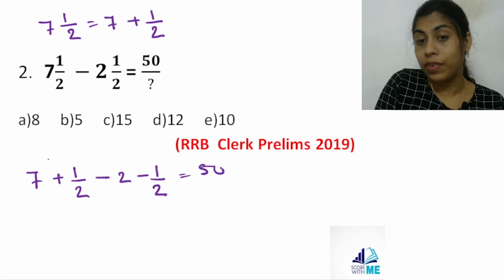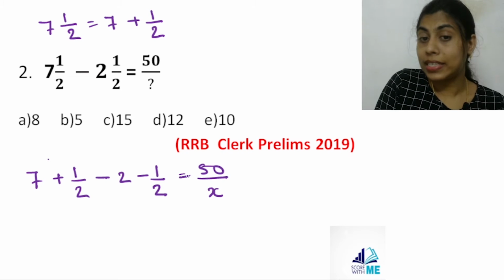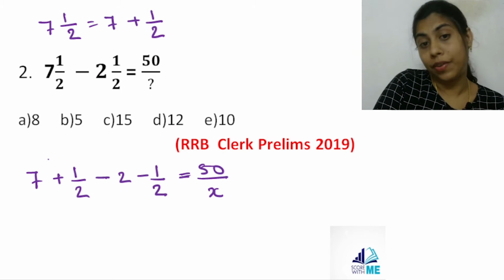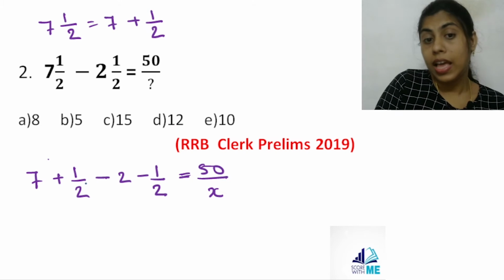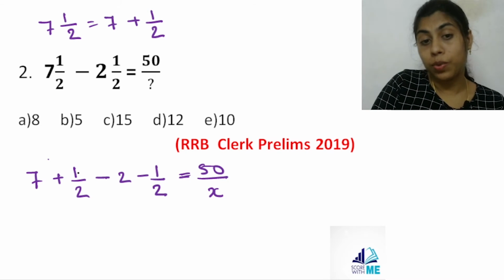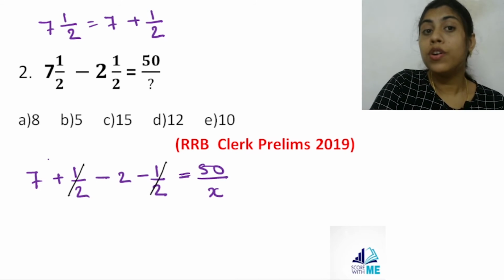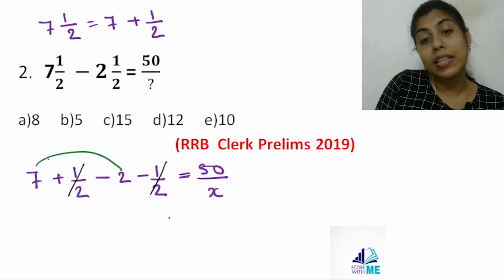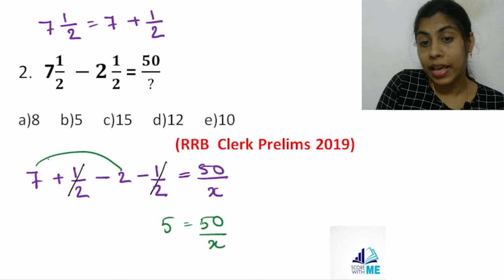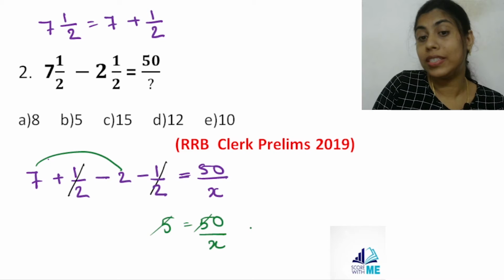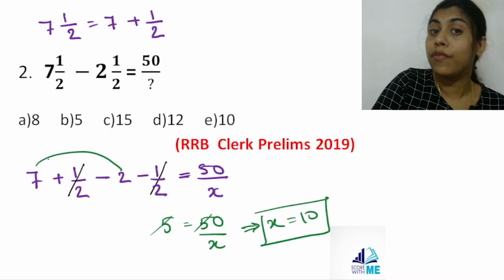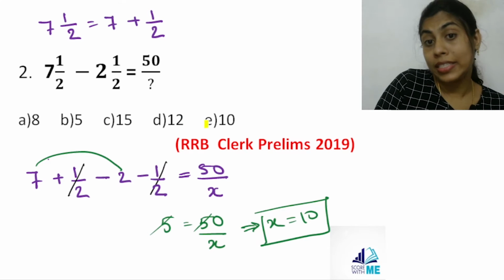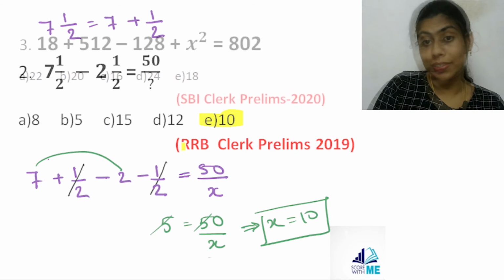That is equal to 50 by x, say x is the unknown number that we need to find. This question changes as 1 by 2 and minus 1 by 2 get cancelled. So we now have two numbers having different signs, so they have to be subtracted. 7 minus 2 is simply 5. That is equal to 50 by x. These two get cancelled and we are left with 10 in the numerator. Hence, x is equal to 10. This question should not take more than 10 seconds to solve. This was a very easy question.